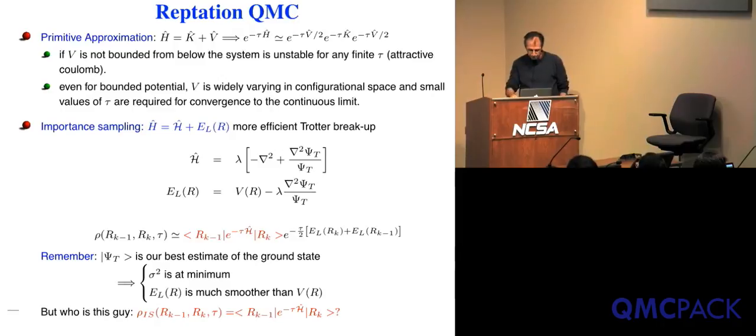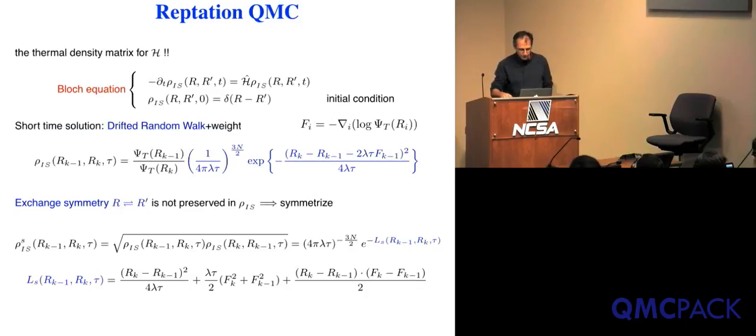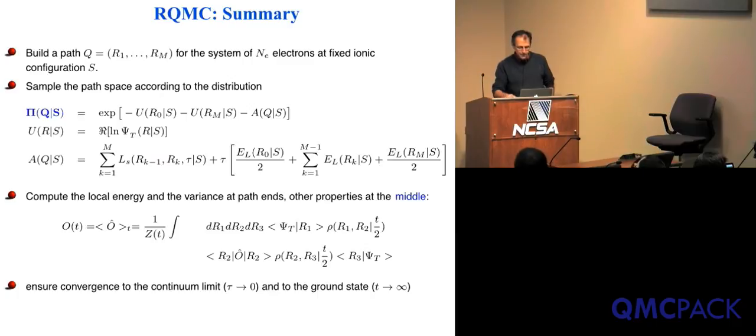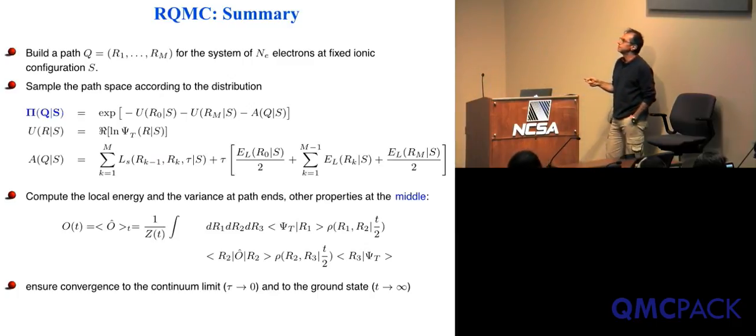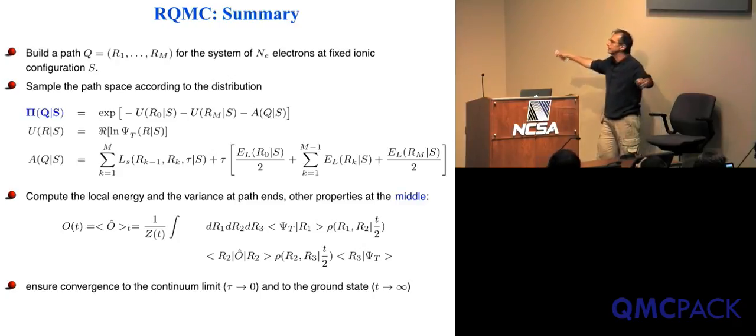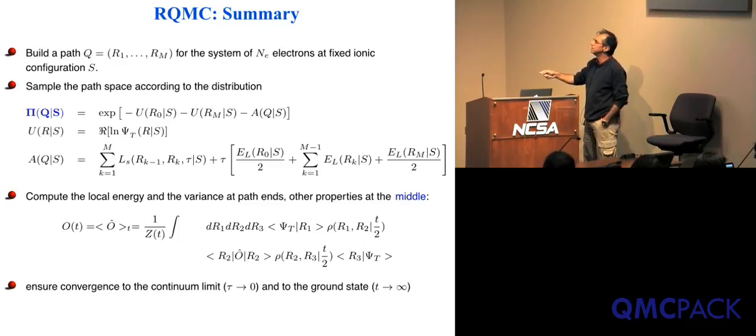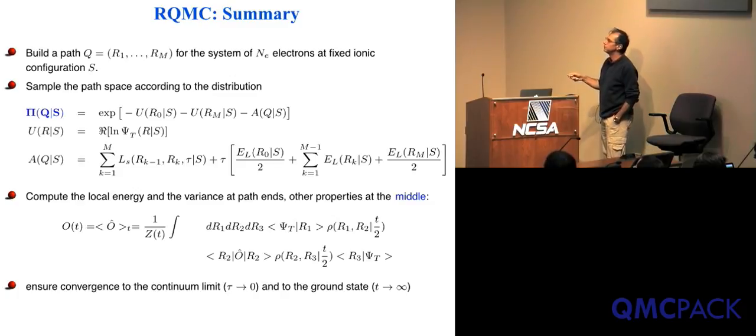Okay, so you keep this weight in your action, and you move your path. So at the end of the day, your reptation Monte Carlo is simply, as I said, you build a path for the electrons at a given nuclear configuration S. You sample with some distribution, which is the exponential of the trial wave function at the left and right, the two ends of the path, and then you have this action, which is given by the action along the path, each link. And then you have to compute properties.